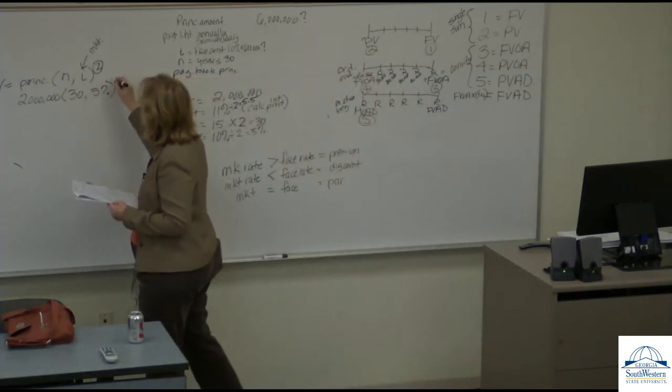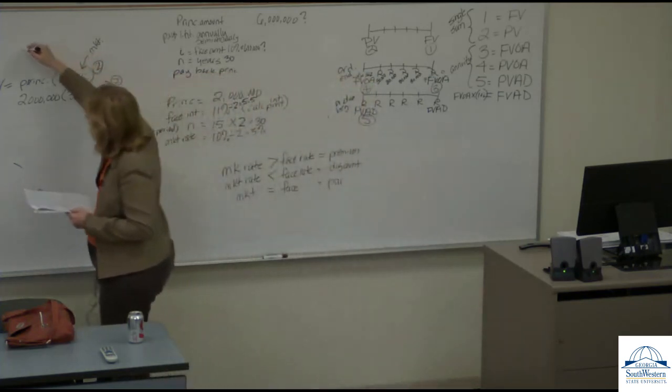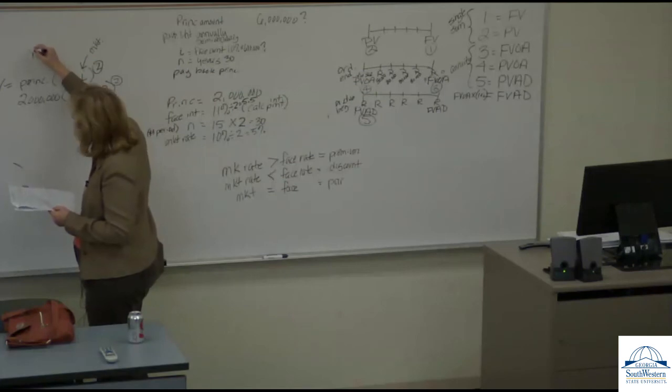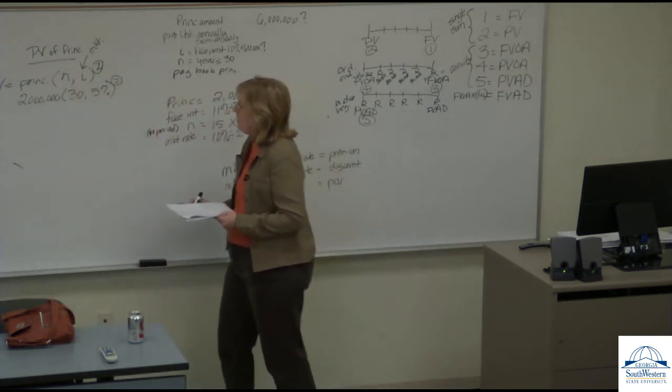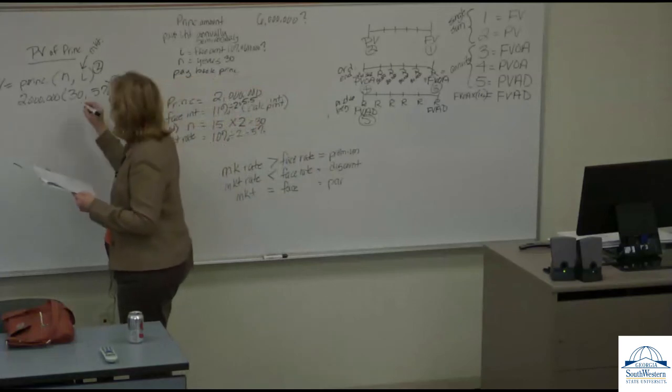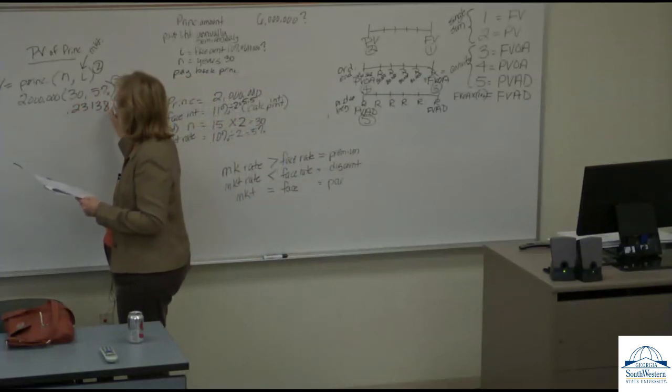We're going to look on table 2 because in this part of the problem, we're finding the present value of the principal. Okay, this part of the problem, present value of the principal. So we look on table 2, and now I'm not trusting these numbers, 23138 is the number I have, yep.